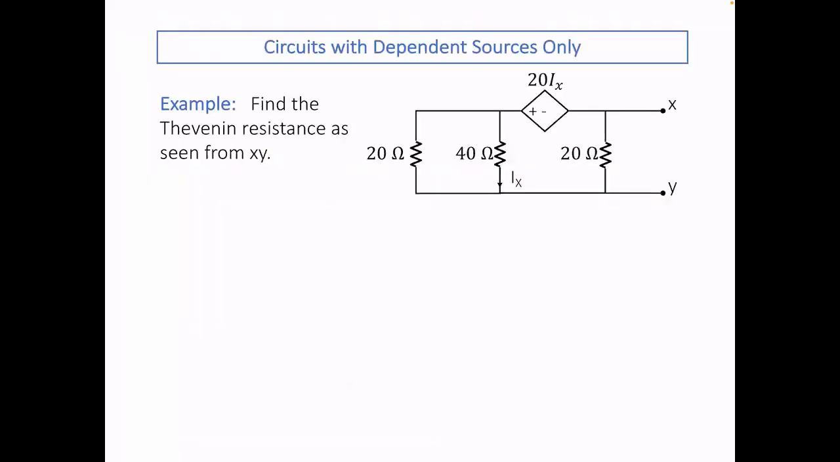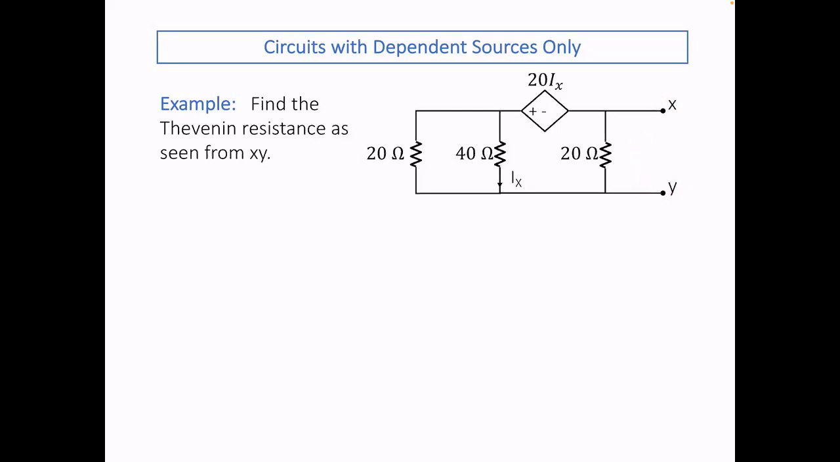Okay, so here's my example. Find the Thevenin resistance as seen from XY. So dito, kita nyo that there are no independent sources. Walang independent source dito. All I have is a dependent source. So kung ganon, kung walang independent source dito, what do you think will be the voltage across X and Y?